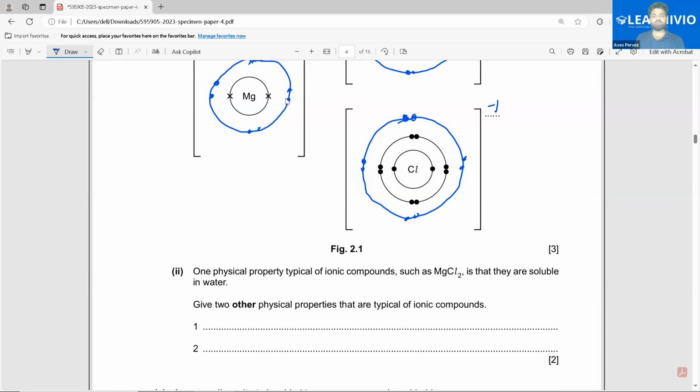Name one physical property typically of ionic compounds such as MgCl2. They are soluble in water. These are the two physical properties that are typical of ionic compounds.